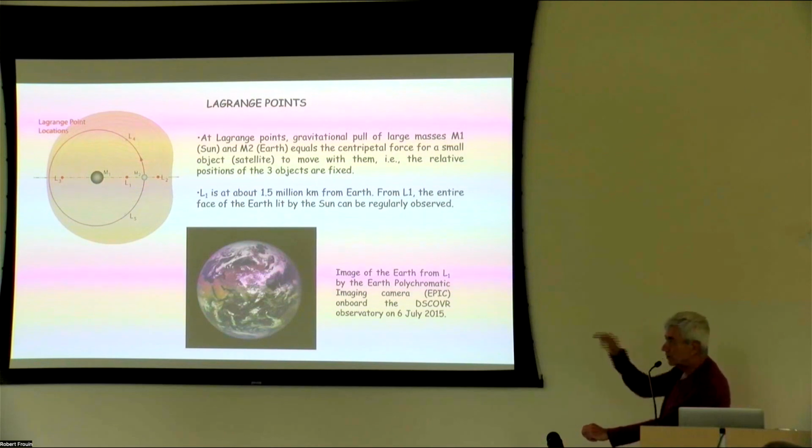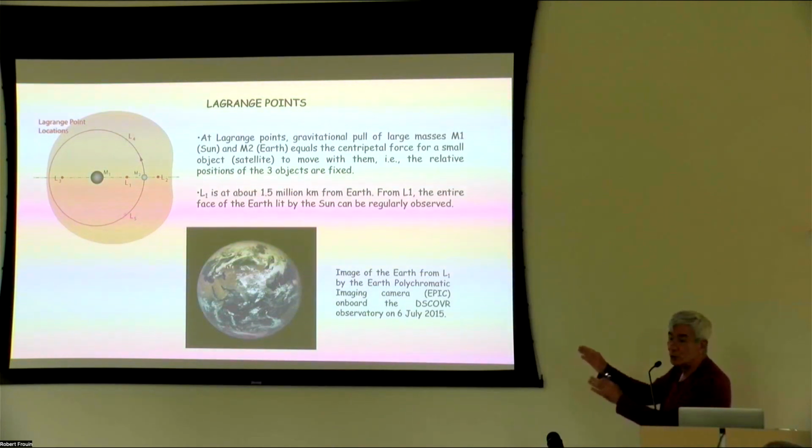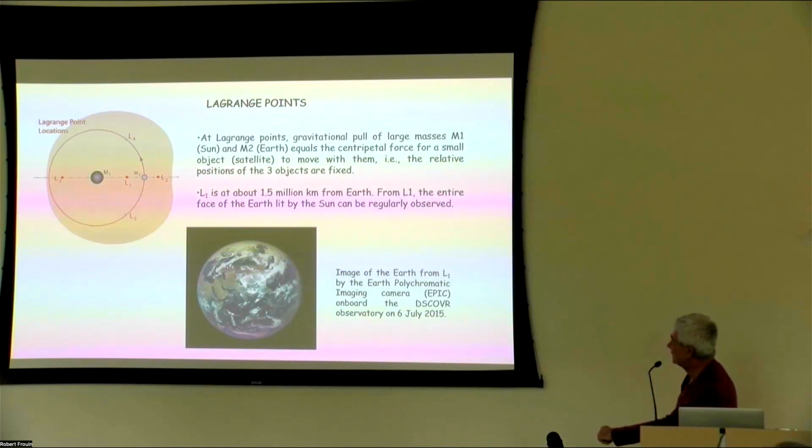So basically you have this telescope, you take pictures of the Earth at some frequency, and this is the kind of picture that you get. And you can see here that you have a blue ocean.